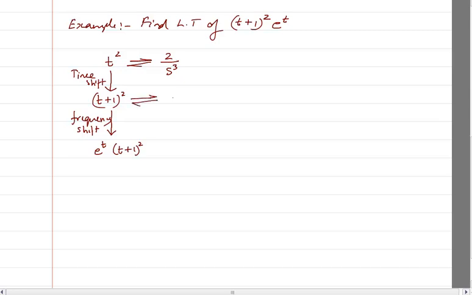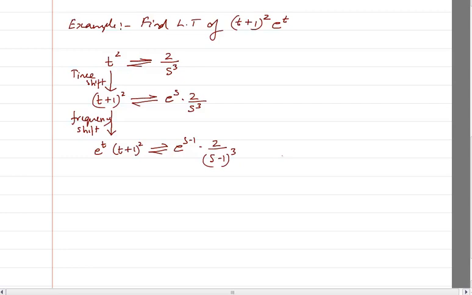And when I am going to do time shifting, we know that in time shifting what happens, we multiply it with e raised to power s into 2 divided by s cube. Okay, and then we multiply it with this. There I have to multiply with e raised to power t. Then using the frequency shifting principle, basically I will get, instead of s, I will put s minus 1. So it will become e raised to power s minus 1 into 2 divided by s minus 1 cube. This is one way of doing it.